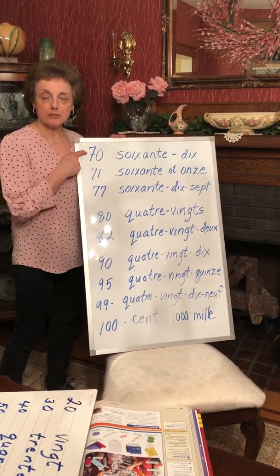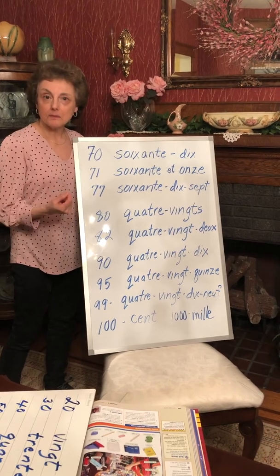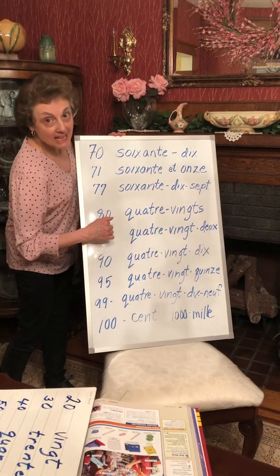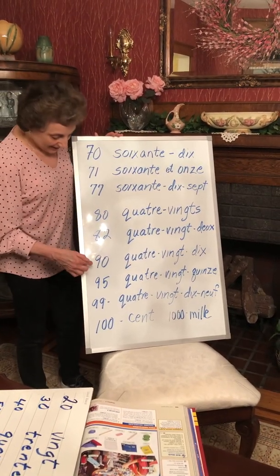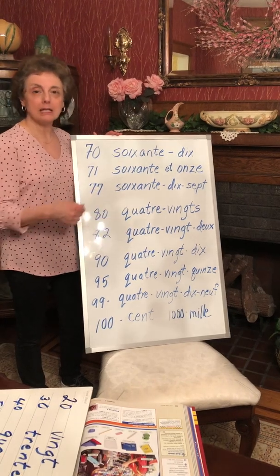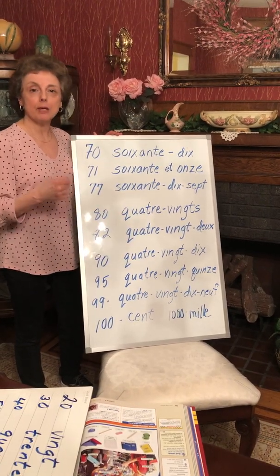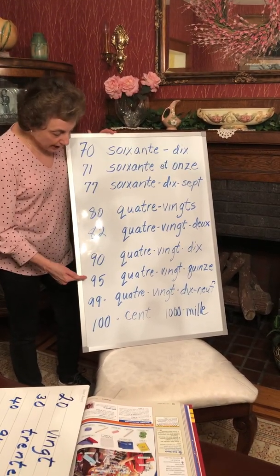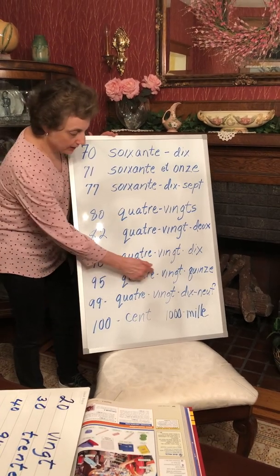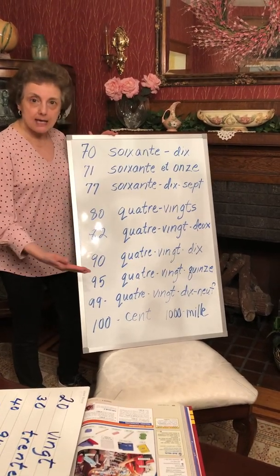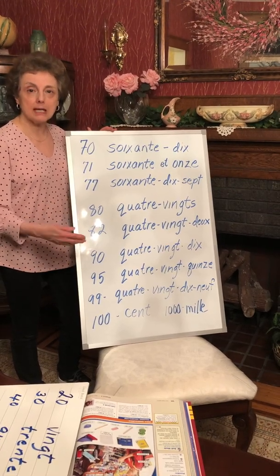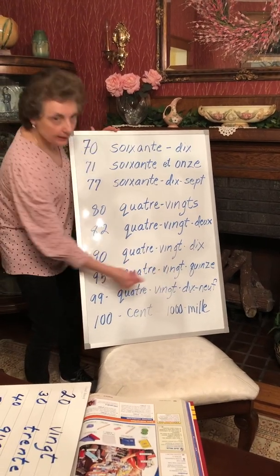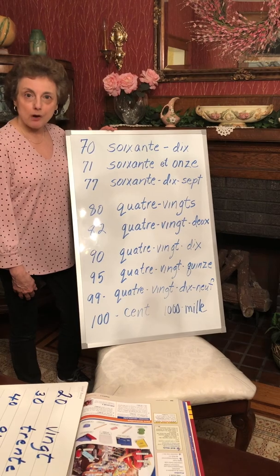The 90s are similar to the 70s. We're going to add the teens. We're going to say for 90, 4 20s plus 10. I know this is crazy. So 91, 92, 93, 94. Here's 95, 4 20s and 15. 96, 97, 98, 99. Take a look at 99. 4 20s and 19. So that's the longest one of all of them.